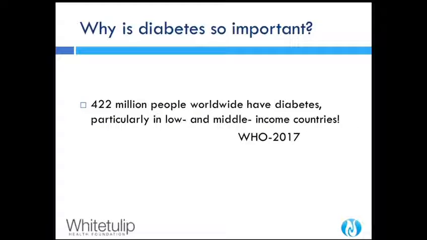Why is diabetes important to talk about? It's important because it's very common. More than 400 million people around the world are affected, and 7 or 8 out of every 100 people in the United States are diagnosed with diabetes.